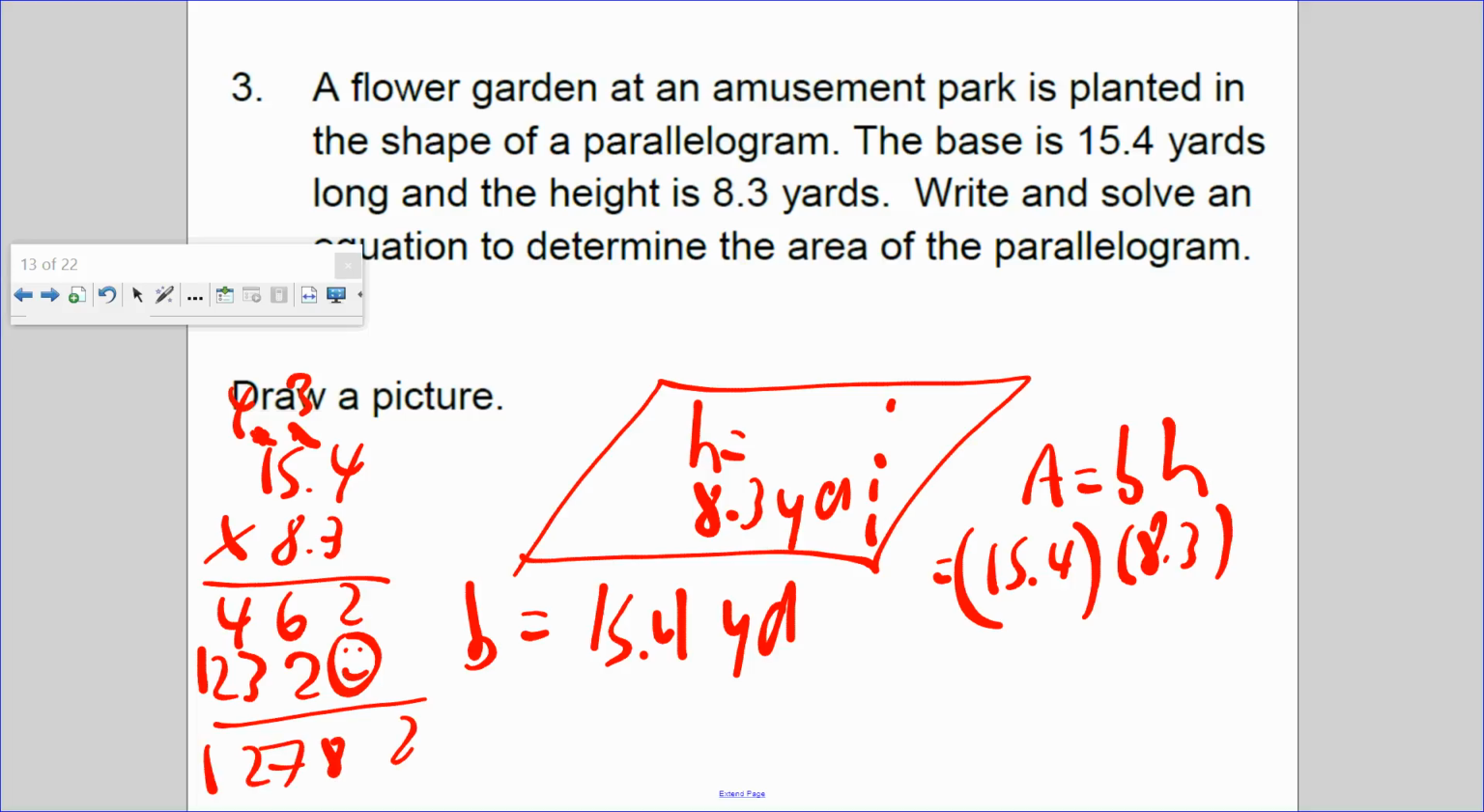But will the decimal go between the 8 and 2 or the 7 and 8? This is tenths times tenths, hundredths place, so it goes in the hundredths place. Again, we could estimate. 15 times 8 is 120. 127.82, so 100 square yards is a great estimate.